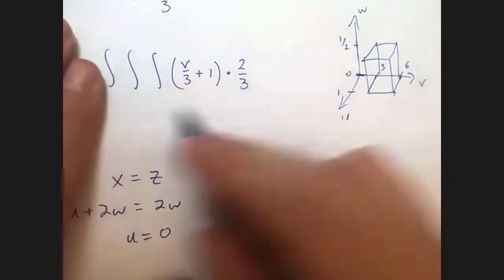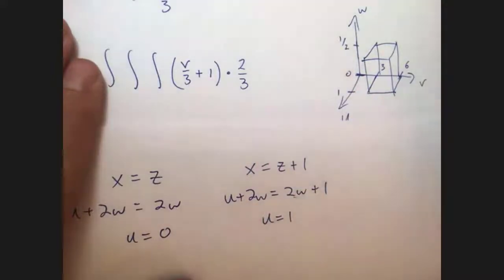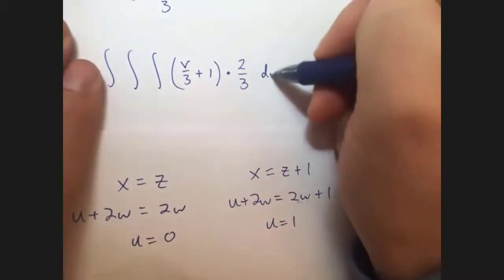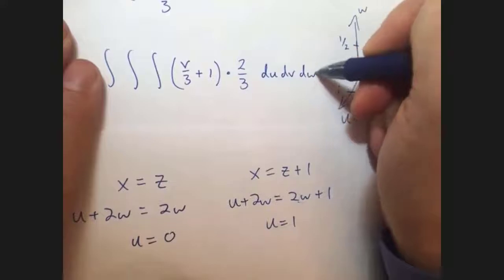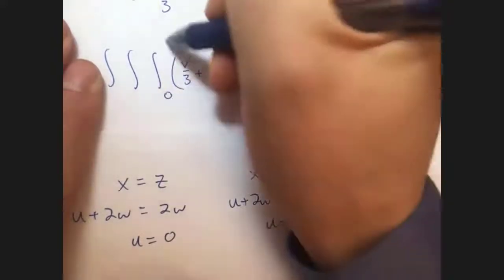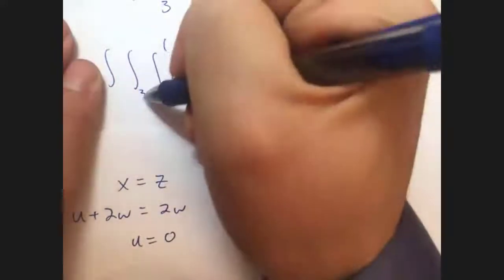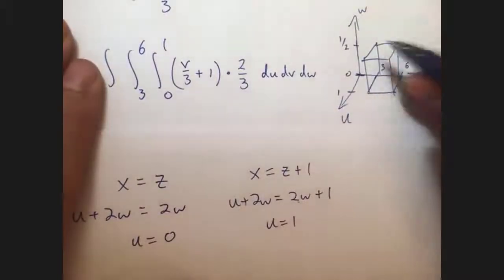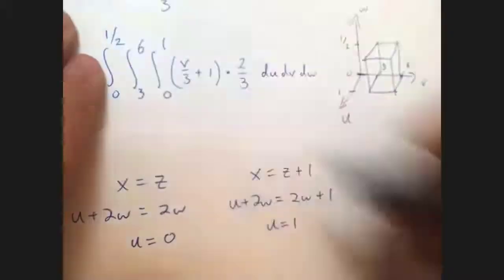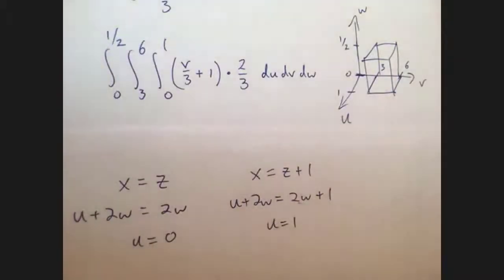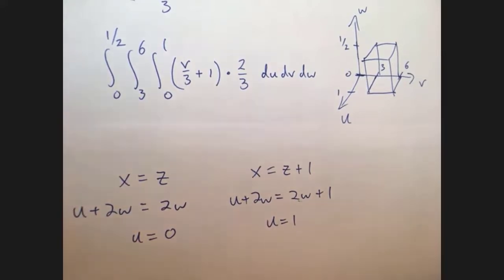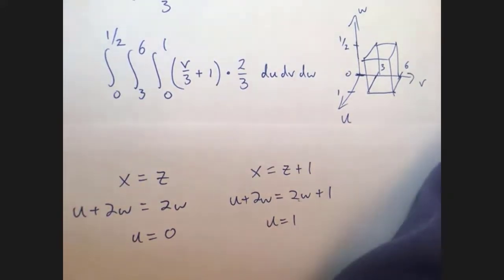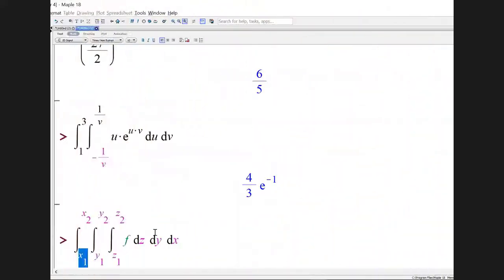So actually, I can set this up du, dv, dw, or dv, du, dw. I mean, it doesn't matter what order I do it in whenever I have a rectangular region. U goes from 0 to 1, V goes from 3 to 6, and W goes from 0 to 1/2. I didn't really need to draw the original picture, but I think it's useful to do that just to get a handle on what's going on. And that's an integral you can totally do. I'm just going to pump it into Maple here, since we know how to do these kinds of integrals.